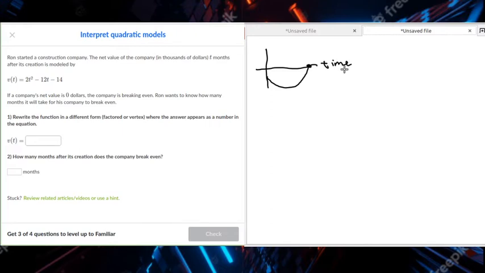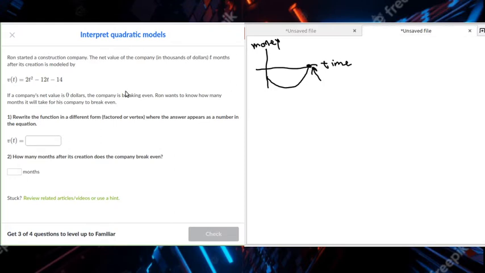So what is this? This is time. And what is this? This is money. This is how much they're worth, their total value, their net value. And so what is it asking for? If a company's net value is $0, the company is breaking even. Ron wants to know how many months it will take for his company to break even. So what he wants is that break even point.